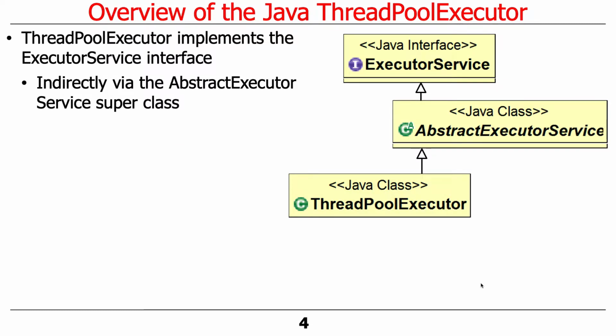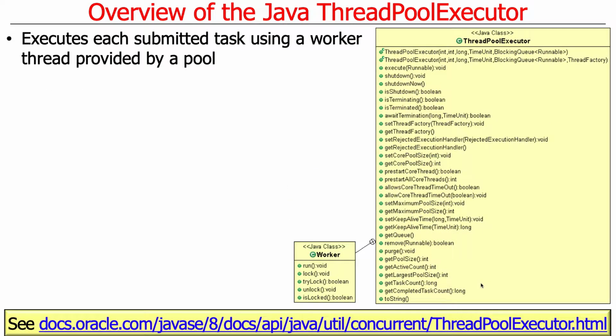So ThreadPoolExecutor is a class. As you can see, it indirectly implements ExecutorService. It does that indirectly because it actually extends AbstractExecutorService, which is a reusable superclass that implements the ExecutorService interface. And it has a boatload of methods. You can actually use ThreadPoolExecutor directly if you want to. We're going to use it, at least for now, exclusively in the context of the ExecutorService interface. You'll see later why you might want to implement this yourself.